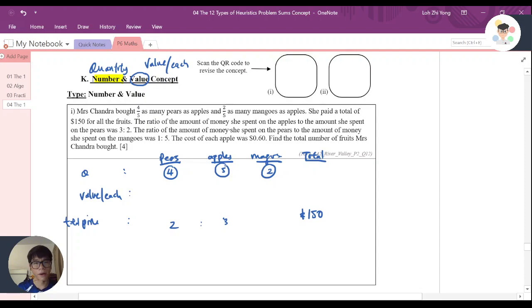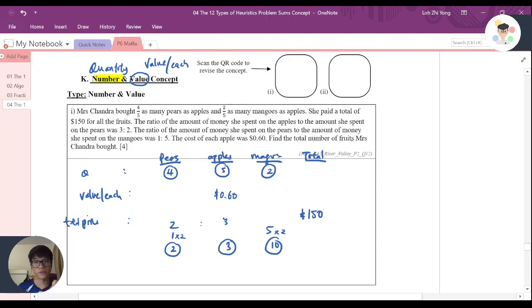And the ratio of the amount of money she spent on pears to the amount she spent on mangoes is 1 to 5. Here is 1, here is 5. Of course, this is the basic concept of ratio of 3 quantities, so you know how to solve it. We need to times 2 here to get 2, 3, and here is 10. Now, here also given that the cost of each apple was 60 cents.